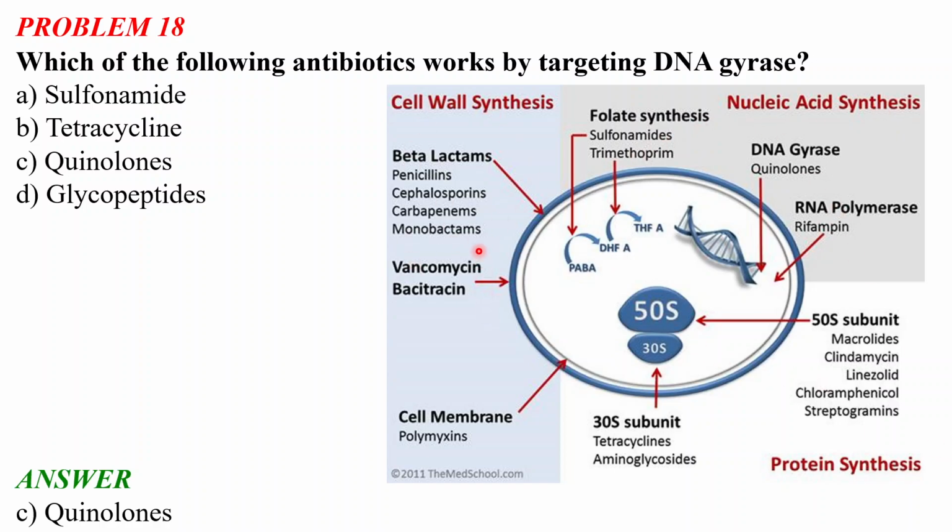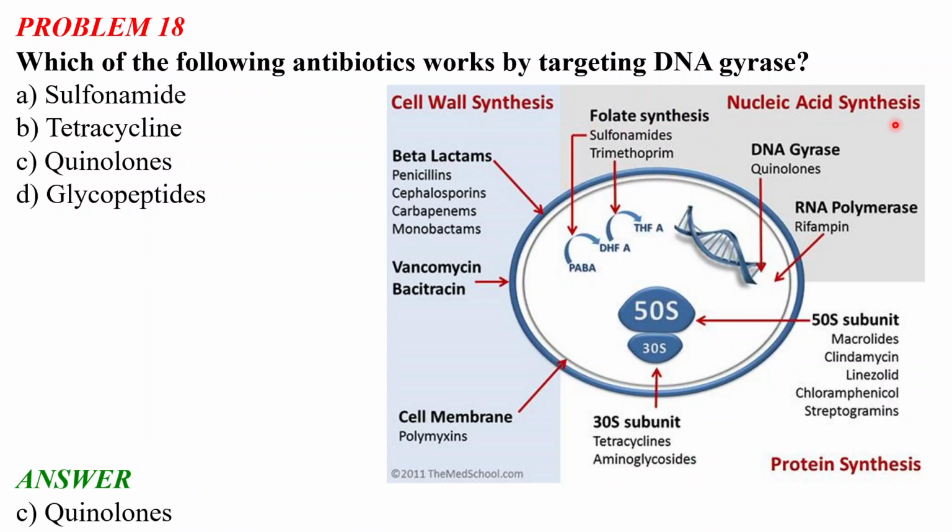So, the different classes of antibiotics which target cell wall synthesis are the beta-lactams like penicillin, cephalosporin, carbapenems, monobactams, or vancomycin or bacitracin, or the cell membrane for the polymyxins. Then we have protein synthesis inhibitors: for the 50S subunit we have macrolides, clindamycin, linezolid, chloramphenicol and streptogramins, and for the 30S subunit we have the tetracyclines and aminoglycosides.